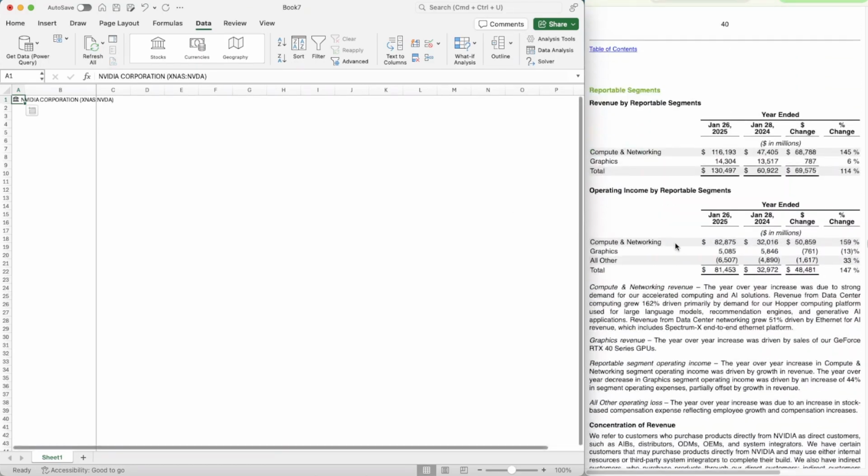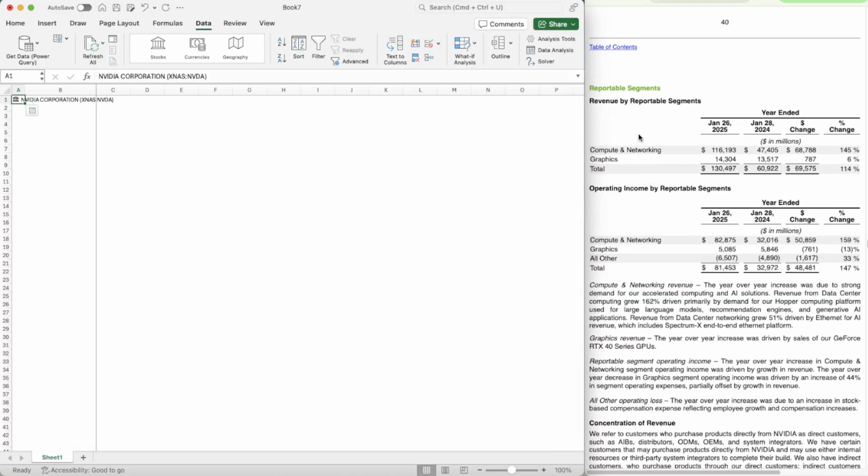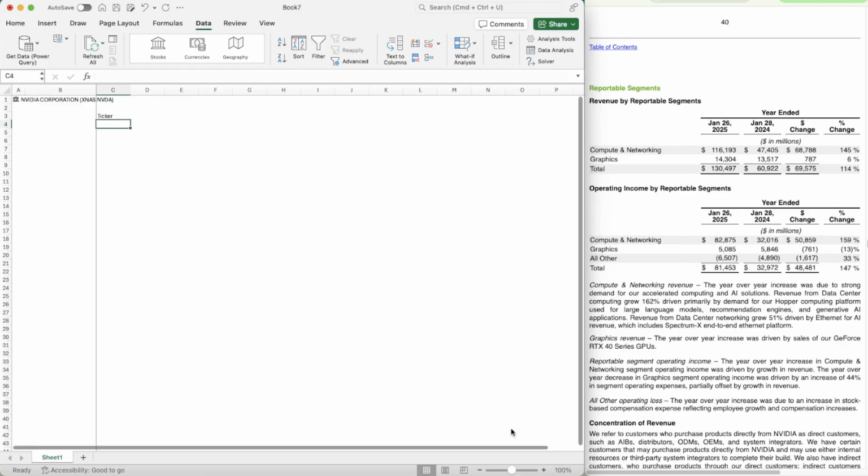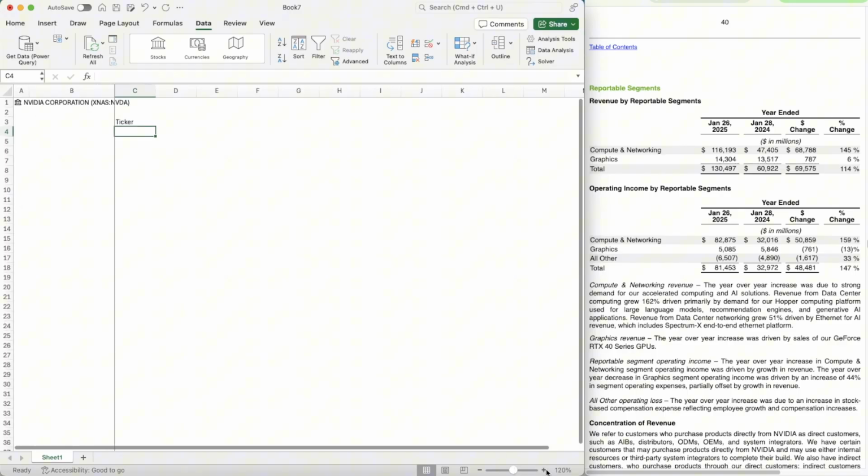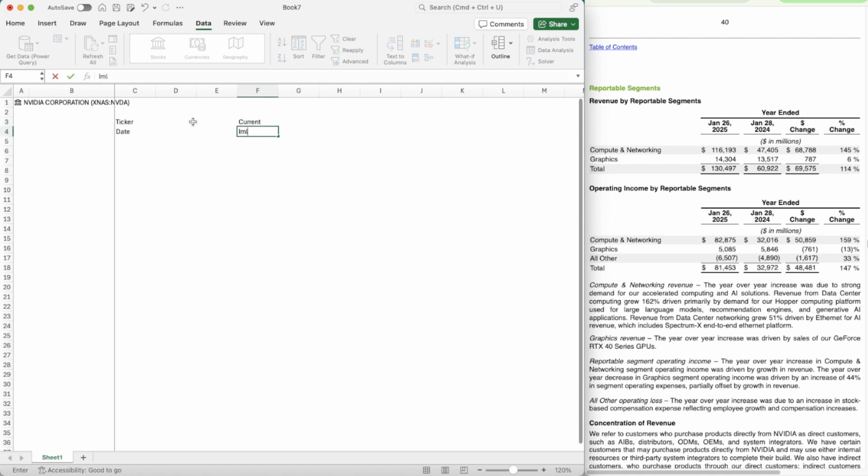We need to get to about page 41, because the first thing we're going to do is go through the revenue segment. So let's first write a ticker. I'm going to zoom in a little bit. Ticker, date, then we want the current price, the implied value, what our model will tell us the company is worth, and we want to know if there's any up or downside to that.